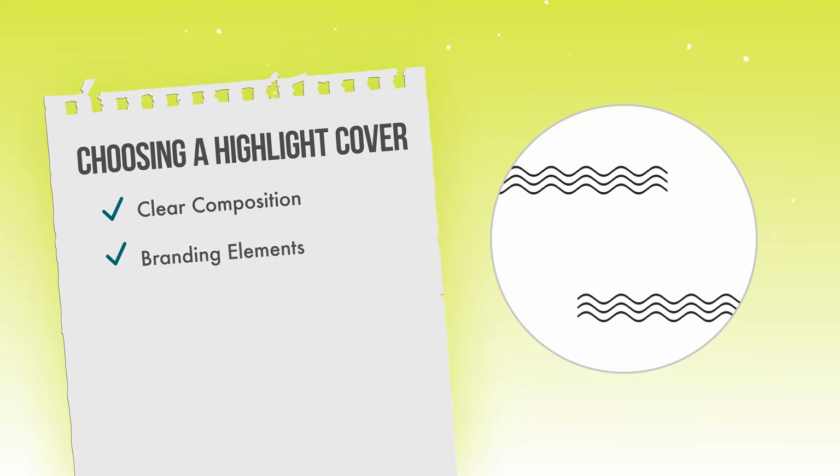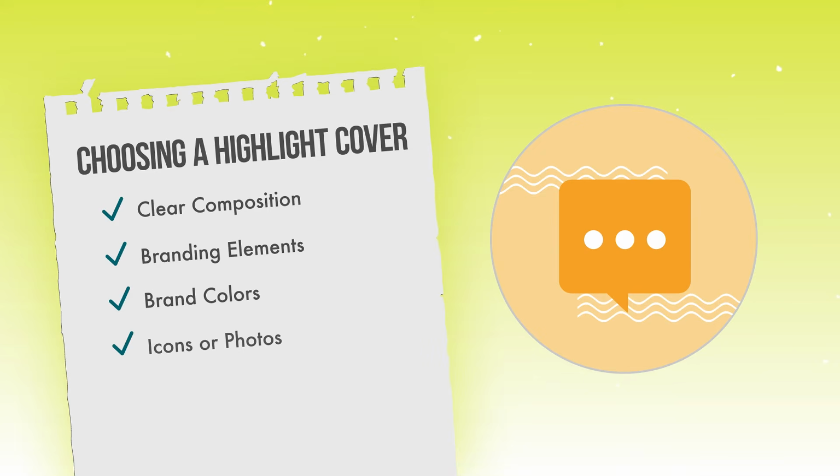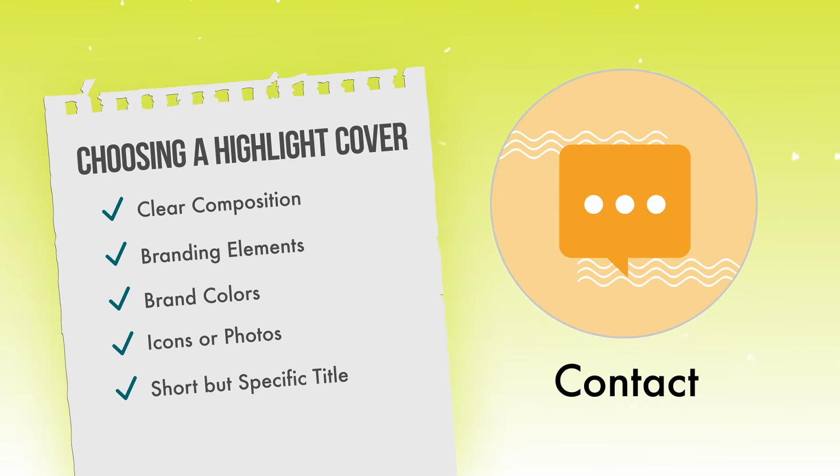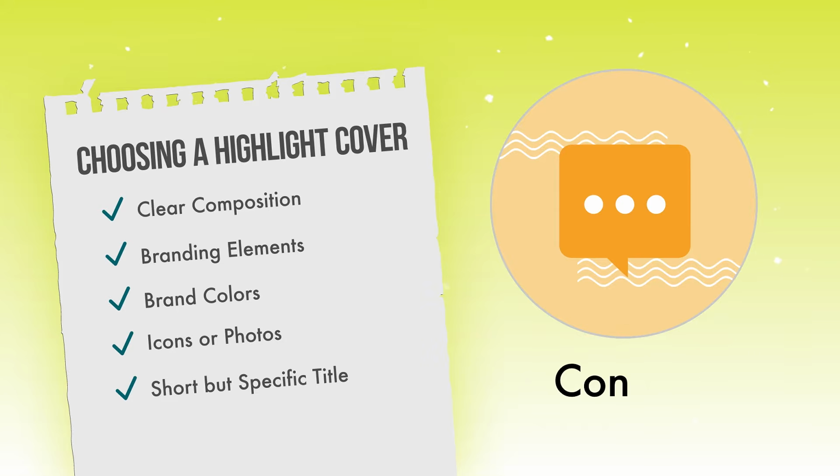You want it to be easy for people to find the information they want or even binge some of your best stories content. When picking your covers, you want them to be clear and branded. So whether this is including colors, icons, or photos. You don't have a lot of characters for your titles, so make sure that it clearly says what the highlight is about in one word, or even just use emojis.